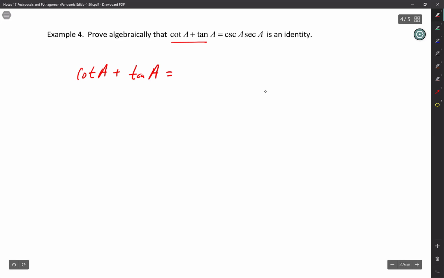A is the argument. Argument just means what's inside the parentheses. There's no parentheses there? There, now there are parentheses. What I would do is rewrite cotangent and tangent in terms of sine and cosine. Cotangent is cosine over sine, so I'm going to write cosine A over sine A, plus tangent is sine over cosine, so I'm going to write sine A over cosine A.